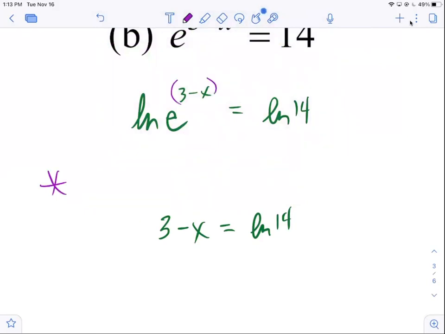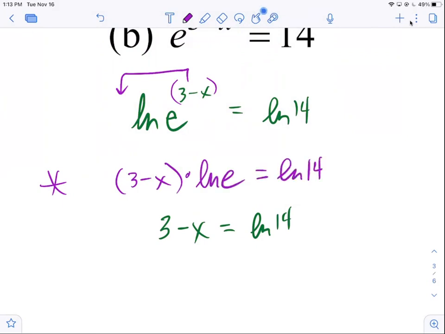When you have a log, remember, you could bring exponents out front. Remember that? Now, when you do that, you would have to put the 3 minus x in parentheses. And now you're left with the natural log of e. And then just to review, what is the natural log of e to the first?